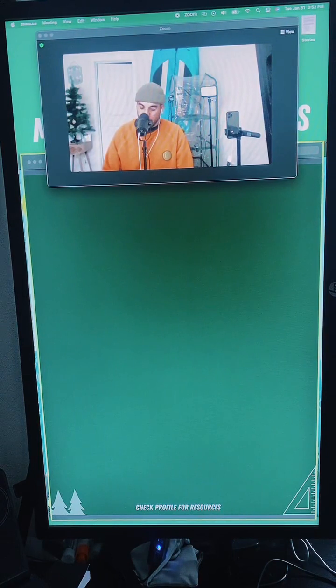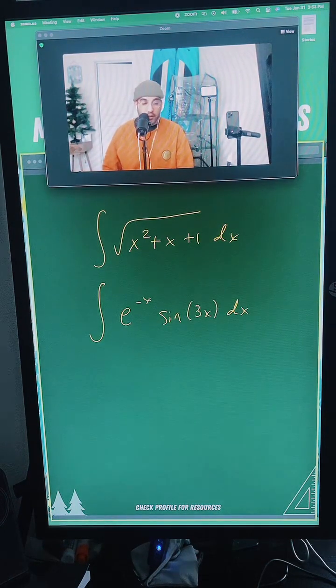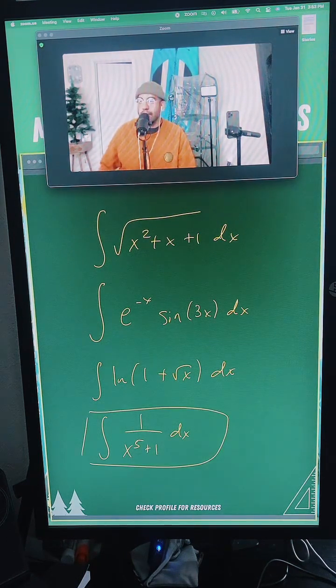So let me leave you with 3. You guys can take screenshots of these. This was one problem. This was another. And then this was one of my favorites. And again, this is just a bonus. I think I got the answer to this one. A really unique problem. But that integral of 1 over x to the 5th plus 1.